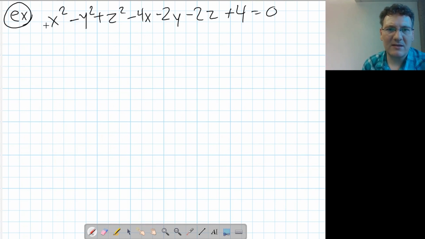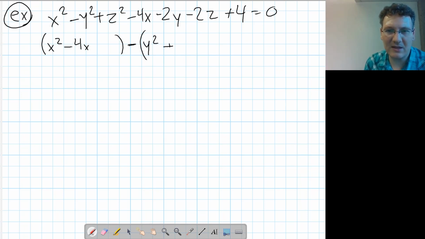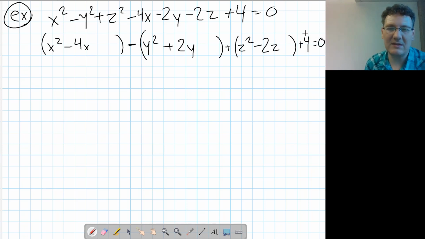I'm going to go through the same process of completing the squares in order to get this into one of the standard forms. So I'm going to start with the x. We have x squared minus 4x. I'm going to leave this blank. We've got minus y squared, and I'm going to be careful and put the y's inside the parentheses in order, so that's actually going to be a plus 2y. And then I'm going to have plus z squared, and I have minus 2z, and I'm going to leave this blank, and I have the plus 4 equals 0. So we're going to adjust this stuff.